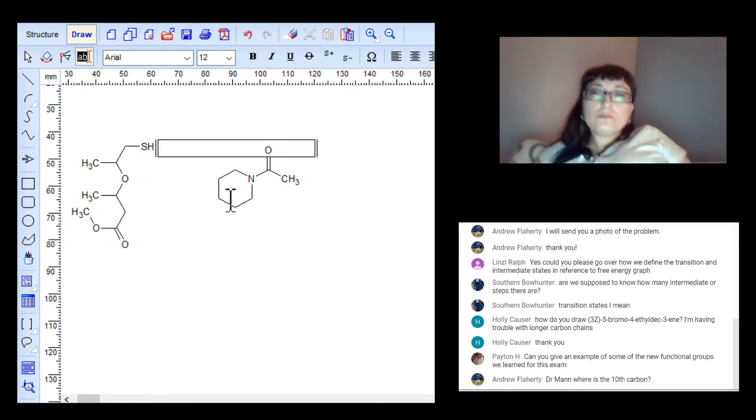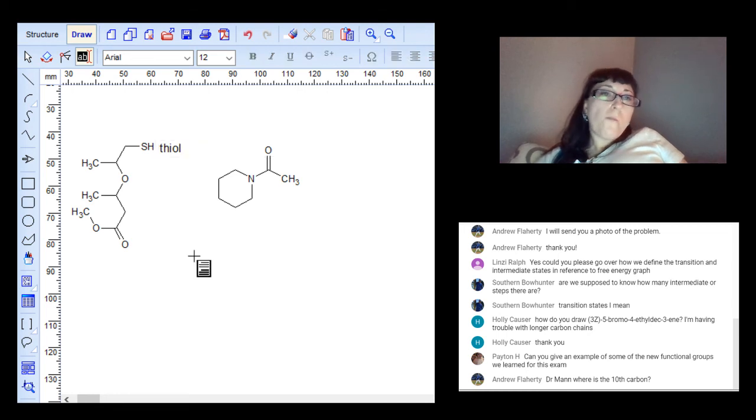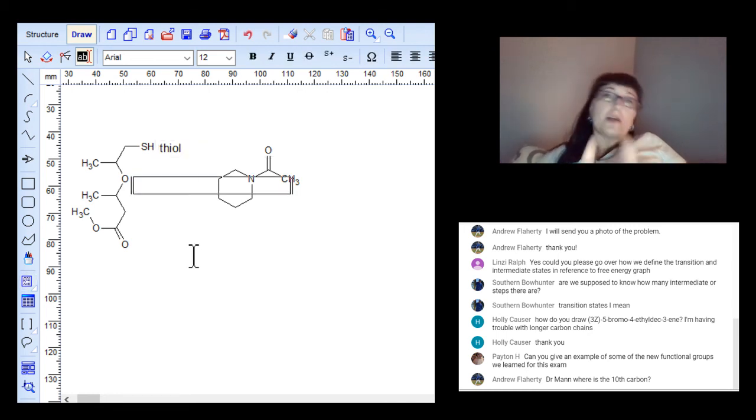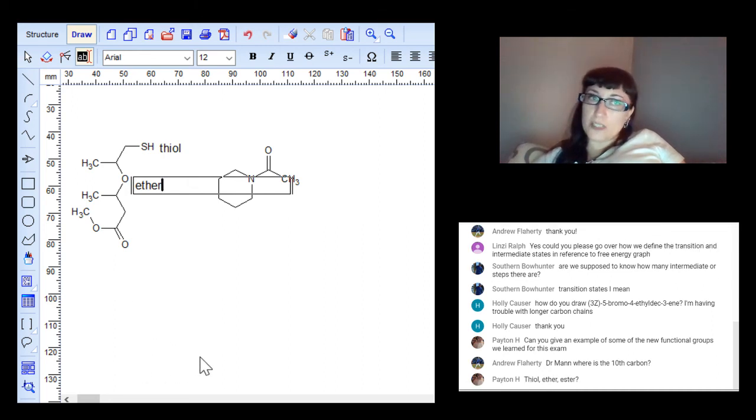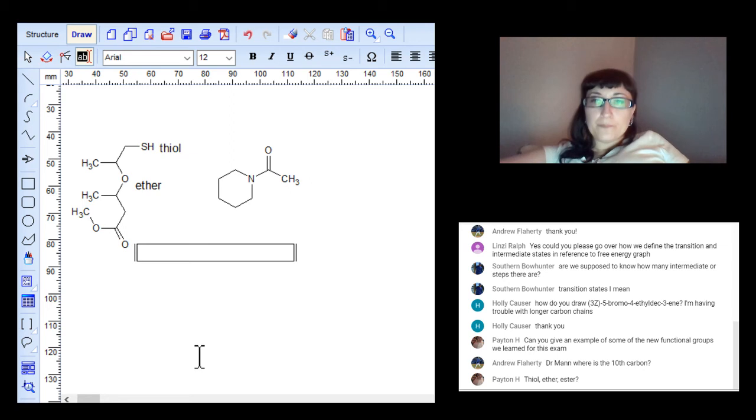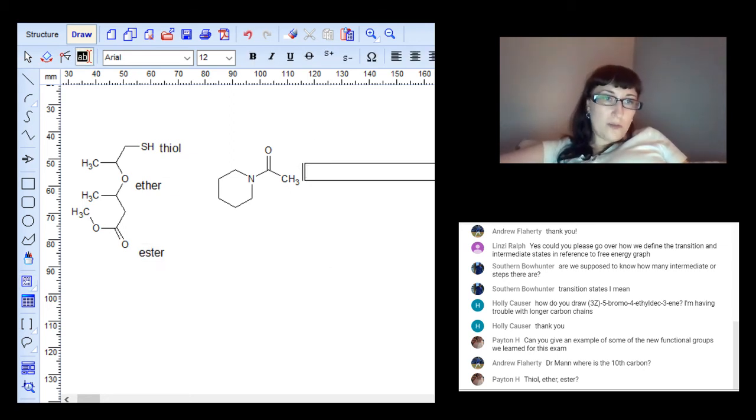So, hopefully you see the SH and you go, that's a thiol! And if you have an oxygen between 2 carbons like that, that is an ether. And then down here, where it looks like a carboxylic acid, but it has a carbon group attached to the oxygen. Yep, that's an ester. That's right. What about this one over here? That one's a little harder.